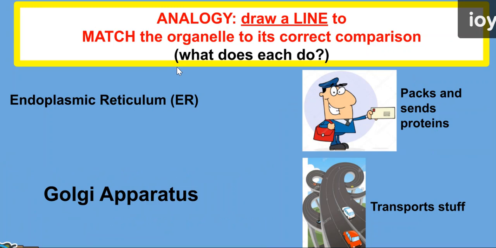Think about how we compare the functions of these. While they have similar functions, there is a distinct difference. Which one of these organelles is responsible for packaging and sending? Which one of these organelles is responsible just for the transportation?